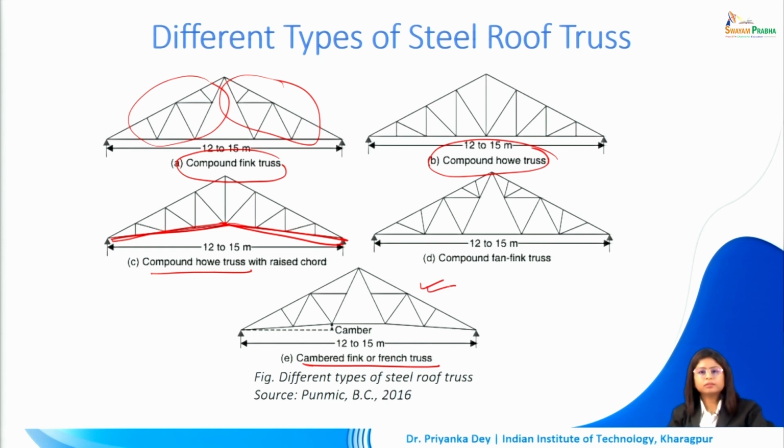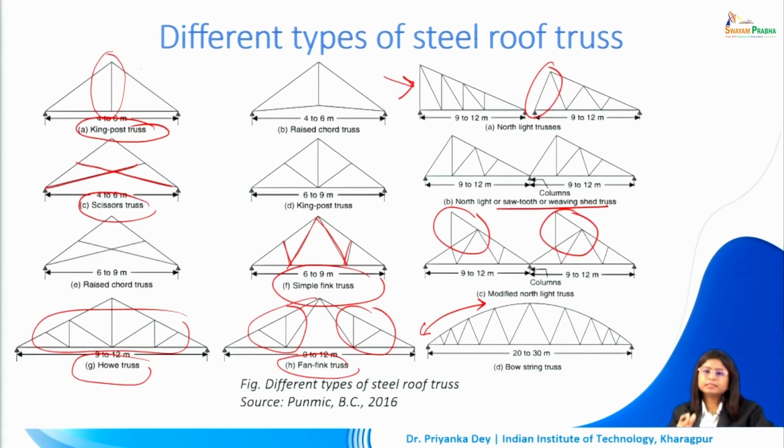Now going back again to the beginning, we will see that the span varies in all these cases. For example, the king post truss, if we go for this option, we can stick to 4 to 6 meters. Scissor truss also 4 to 6 meters. But the moment we go for raised chord trusses, we can actually increase it up to 6 to 9 meters. The hoe truss can go for 9 to 12 meters. The simple fan fink trusses, we can restrict ourselves to about 9 to 12 meters. North light also 9 to 12 meters. The bowstring truss, on the other hand, can go up to 20 to 30 meters in span.